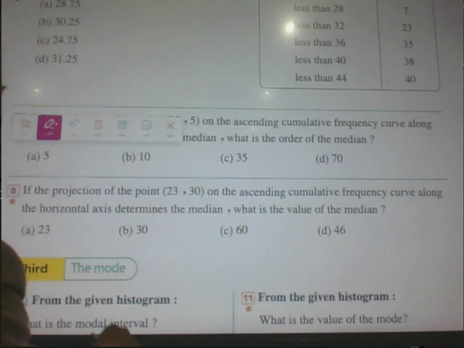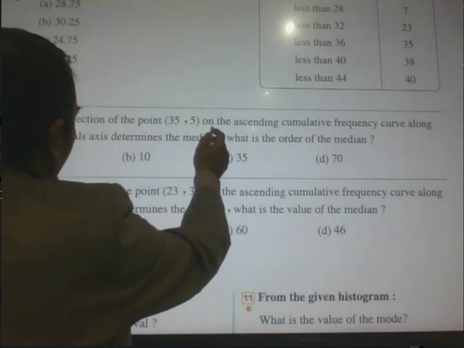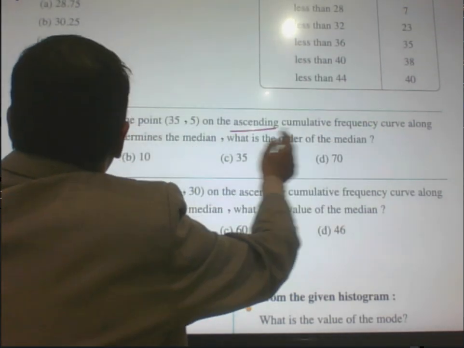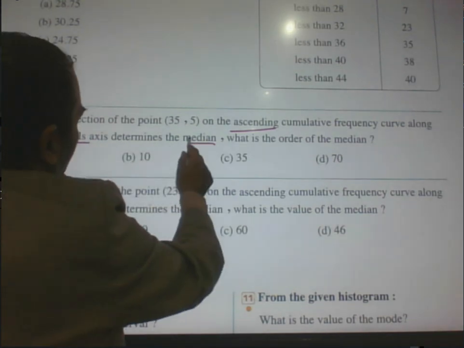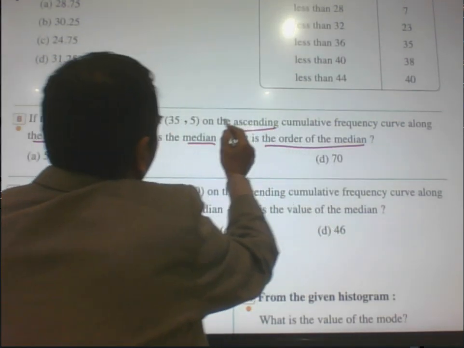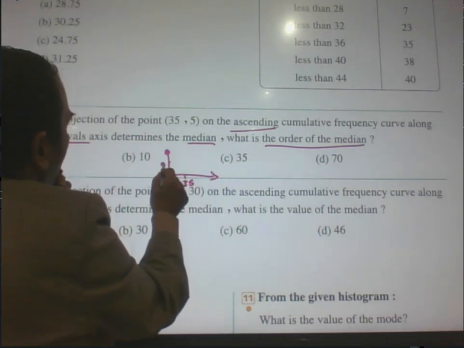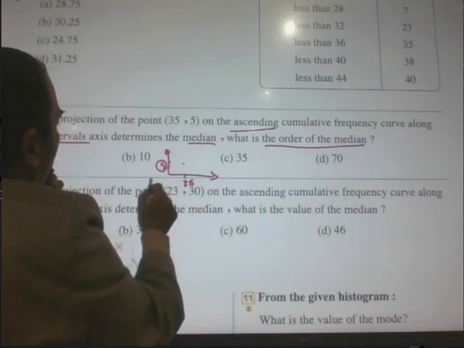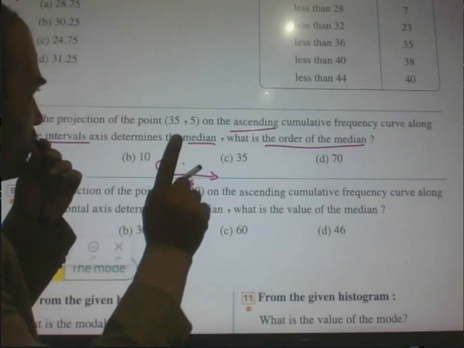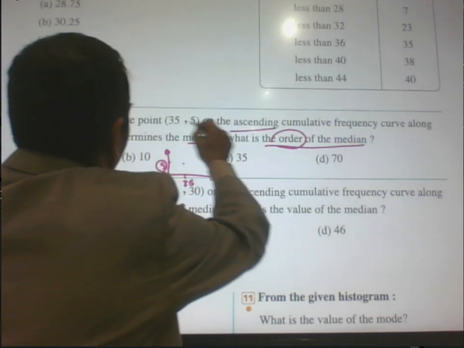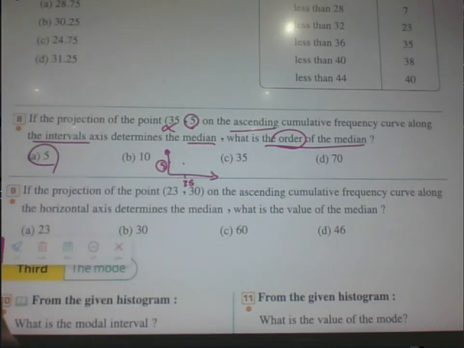Next question, number 8. If the projection of points 35 and 5 on the ascending geometric frequency curve along the intervals axis determines the median, what is the order of the median? Look at here, the point was from 35 to 5. 5 here, we call this the order of the median, and the value of median 35. He wants to find the order of the median, so the answer will not be 35, it will be 5. Choose letter A.